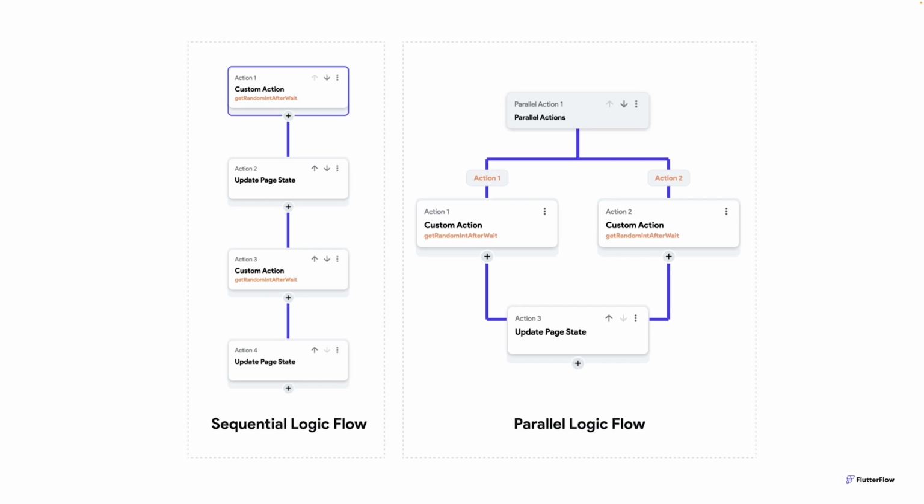On the other hand, parallel logic flow involves multiple actions being executed at the same time, independent of each other. This method is ideal for tasks that can be done simultaneously and do not depend on each other's outcomes. It can help with performance to run in parallel. For instance, you might want to load data from multiple sources simultaneously to speed up the data fetching process. By running these tasks in parallel, you can improve efficiency and reduce waiting time.